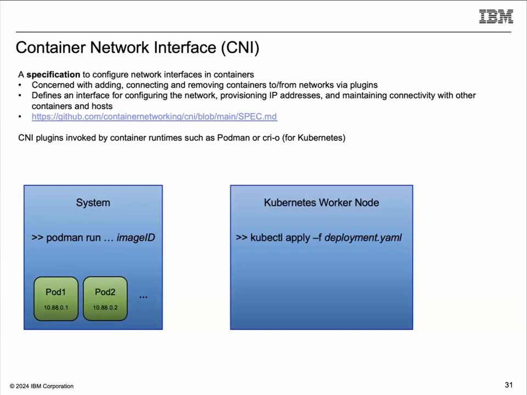Similarly, for Kubernetes, when you do a Kubernetes apply of a deployment, that kicks off a set of pods. Again, that will pull from a private IP address range that is not externally accessible, and they also have a layer that provides the translation between private and real addresses.